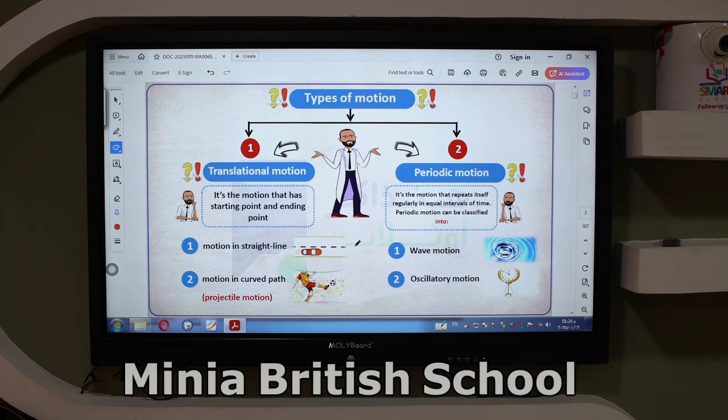Translational motion can be in a curved path. But what is the difference between the translational motion and the periodic motion? Periodic motion is the motion that repeats itself regularly in equal intervals of time. Periodic motion can be classified into two types also: wave motion and oscillatory motion. Wave motion is like the water, but oscillatory motion is like the pendulum.